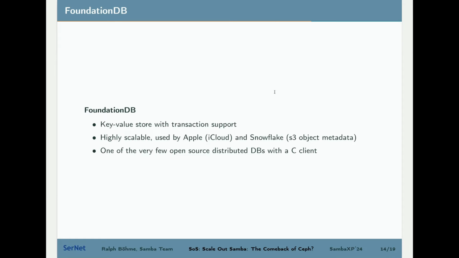FoundationDB is a key value store with transaction support. So it doesn't only support single key operations, but you can have transactions working on multiple keys. It's supposedly highly scalable. It was originally written by Apple and was used heavily by Apple in iCloud. I think Apple might have recently moved more to Apache Cassandra.